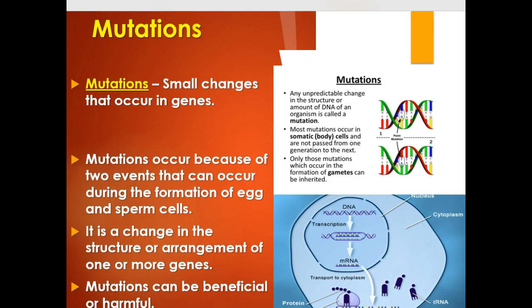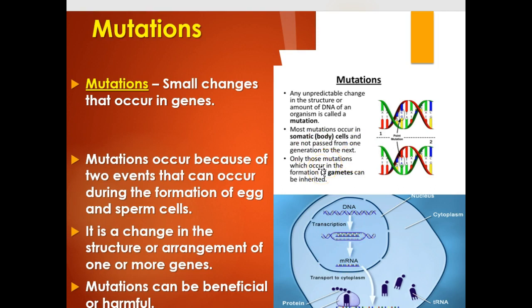All right. Now, for the mutations. Mutations are small changes that occur in genes. Now, recall that genes are on the chromosome, and there are things that go on inside that cell that we can't see and can't see from birth. So, mutations are unpredictable changes in the structure or the amount of the DNA. Okay? And then most of them occur inside the cells, and they are not passed from one generation to the next.